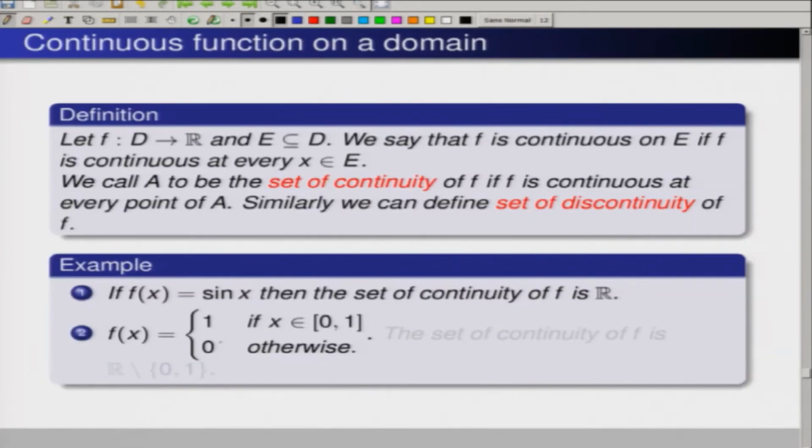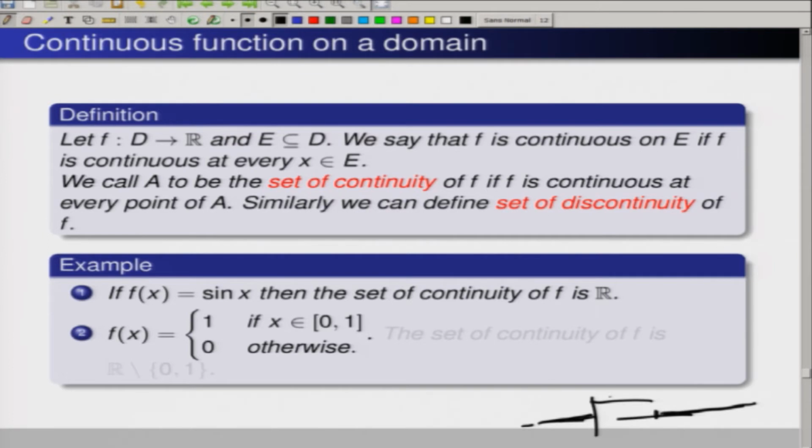Now, if I define f of x equal to 1 if x is in the closed interval [0, 1] and 0 otherwise, then what is the set of continuity? You see, this is your function. Now, if x is greater than 1, all these values are 0. So, f is continuous at every a greater than 1. Similarly, if a is less than 0, then f is continuous, as it takes the value 0. So, f is continuous at a less than 0.